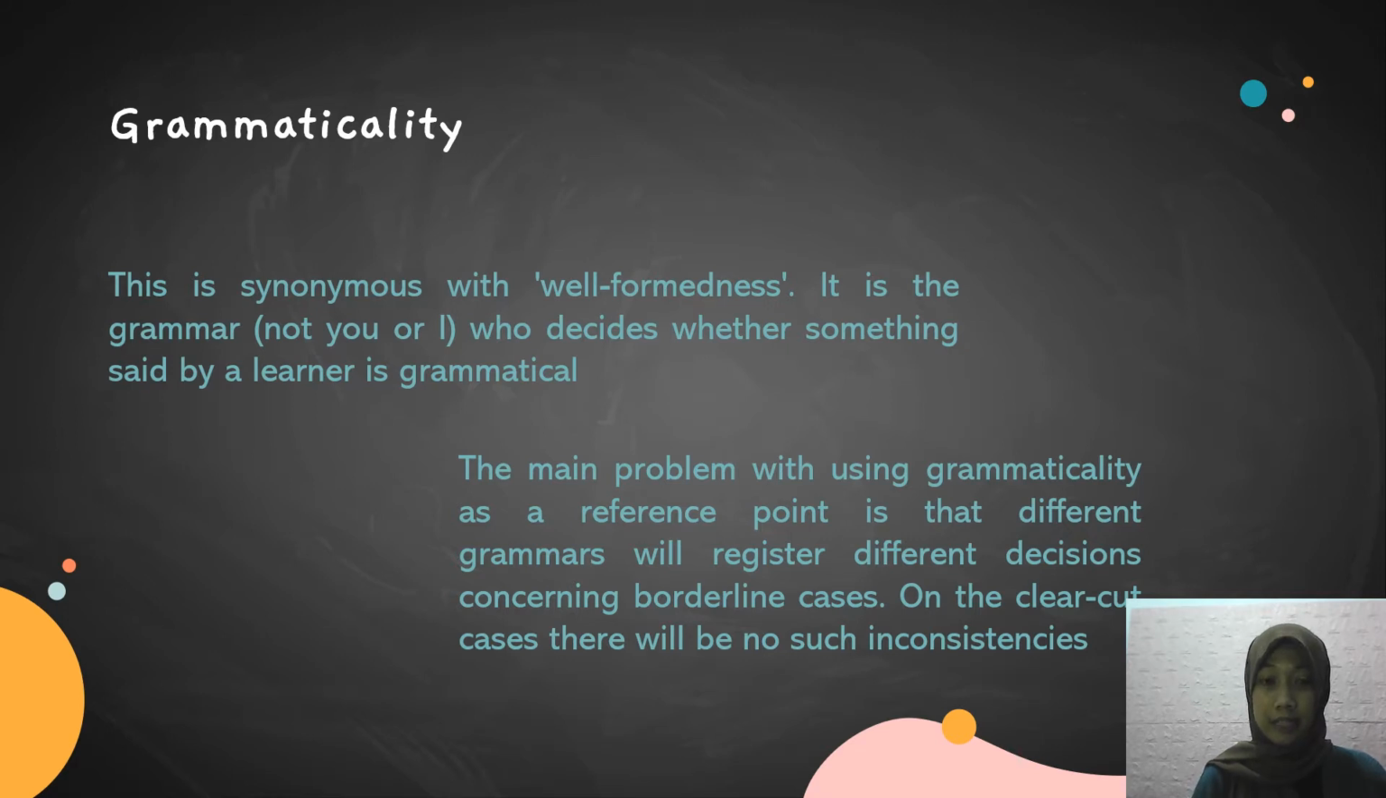First, grammaticality. This is synonymous with well-formedness. It is the grammar, not you or I, who decides whether something said by a learner is grammatical. The main problem with using grammaticality as a reference point is that different grammars will register different decisions concerning borderline cases. On the clear-cut cases, there will be no such inconsistencies.